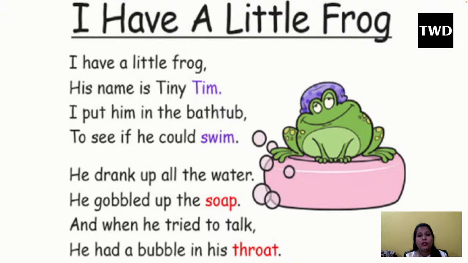And just see the structure of the sentence here. I have a little frog. Can you see this? It's grammatically so correct. I have a little frog. I have a friend. I have a book. I have so many things. I have this and that. So this small rhyme can help you to frame small sentences. I have a little frog. His name is Tiny Tim.